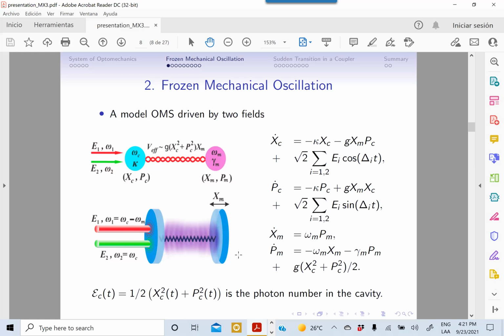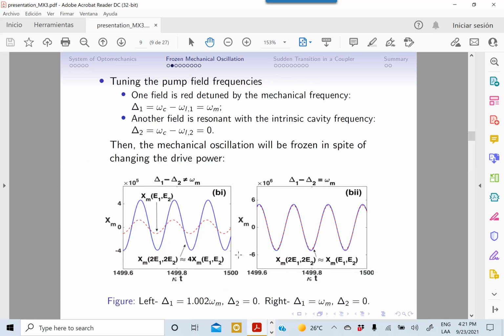First of all, we want to see the effect of changing the frequency of the field. Of course, we can choose any frequency for these two pumping fields, but we choose a particular one. One of the pump fields is fixed with frequency red-detuned from the cavity frequency. It means that the frequency is lower than the intrinsic cavity frequency by the frequency of the mechanical oscillator. The other field is exactly resonant with the cavity frequency.